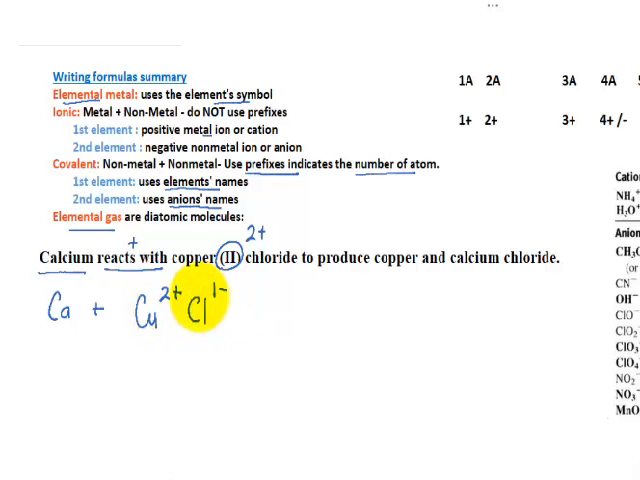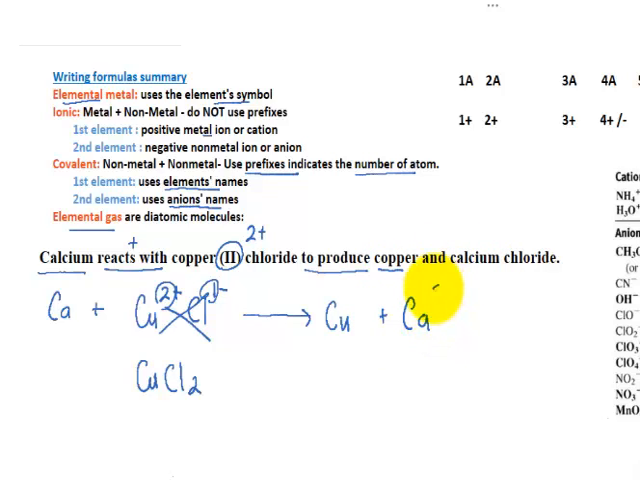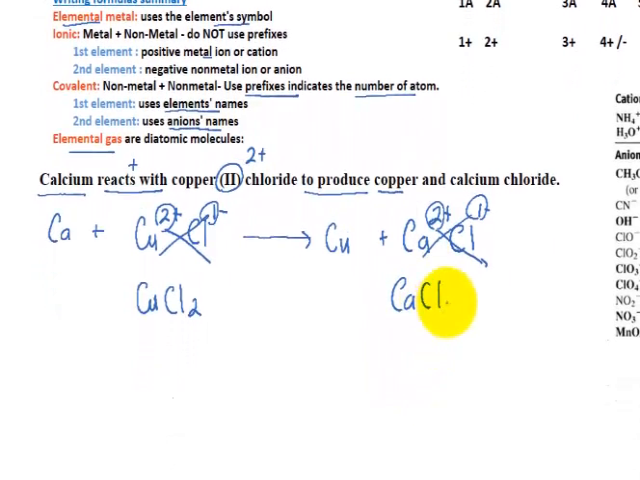And look at the charges, 2 plus and 1 minus are not even, they do not cancel each other out, so we have to use a crisscross method to balance the charges. In this case, Cu will be just 1, and then Cl we would have 2. To produce, we use the arrow sign. In this case, producing copper, so it's going to be Cu because it's an elemental metal by itself. And then we have calcium chloride, where calcium is in group 2A, so it's going to be 2 plus. Chloride is in group 7A again, so it's 1 minus. We balance out the charge with a crisscross method. So here we have CaCl2.